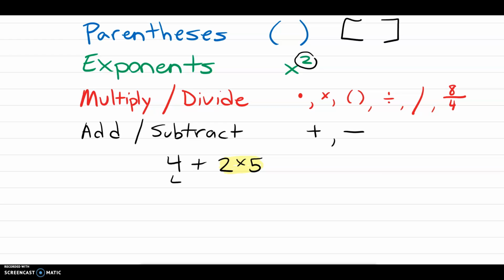So the 4 stays there, doesn't change because I'm not doing anything with it. I'm going to add 4 to something once I multiply. So 2 times 5 is 10. And now that I've done the multiplication, all I'm left with is addition. So I can add 4 plus 10 is 14. So the correct answer to that first problem should have been 14. And that's using the order of operations.